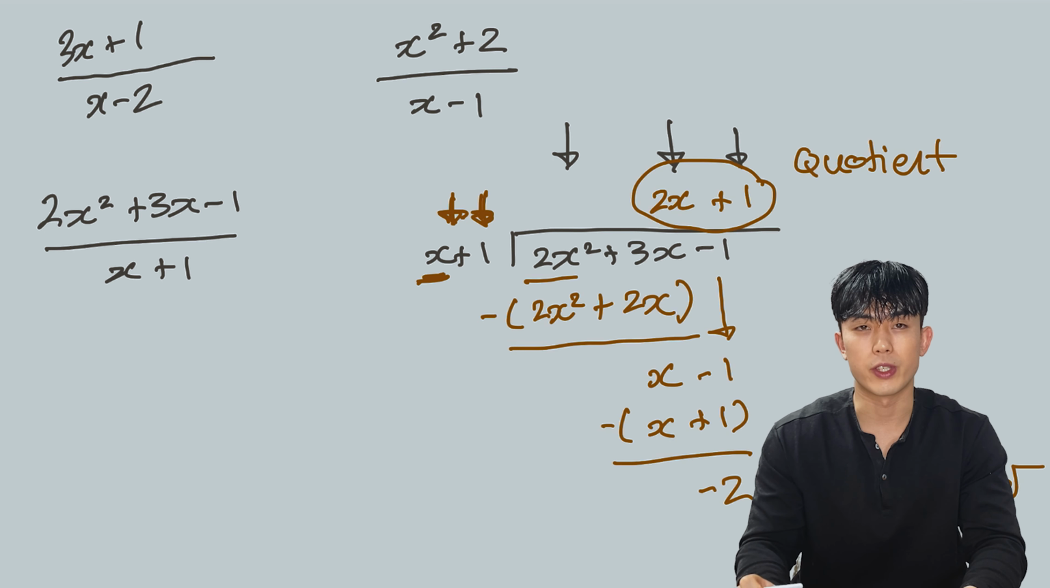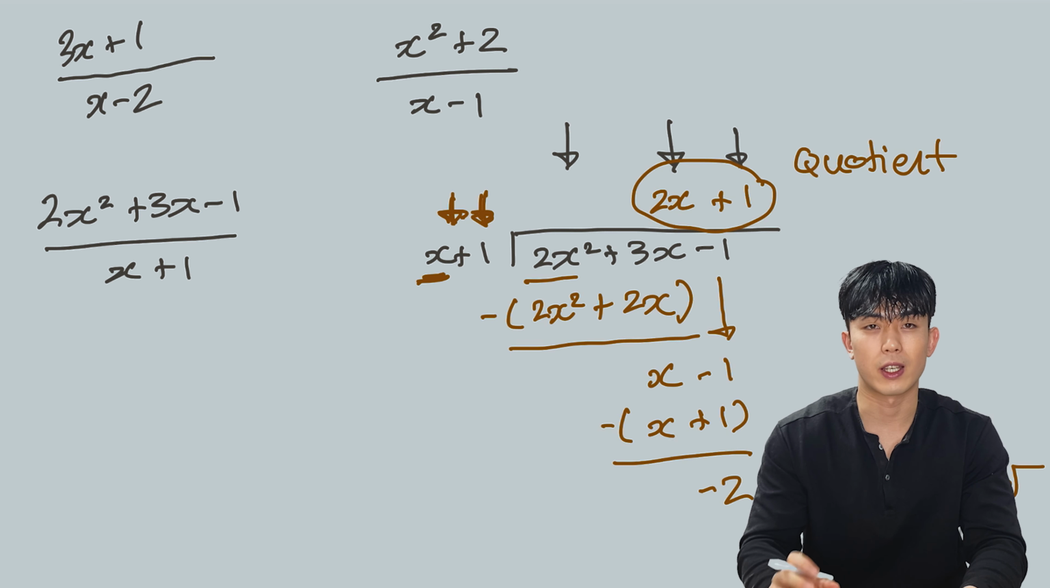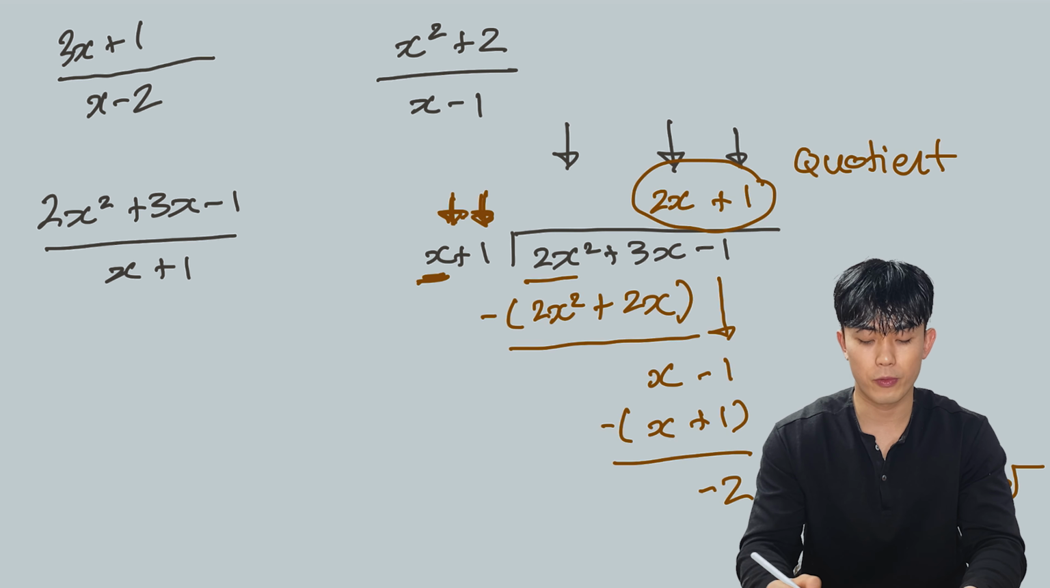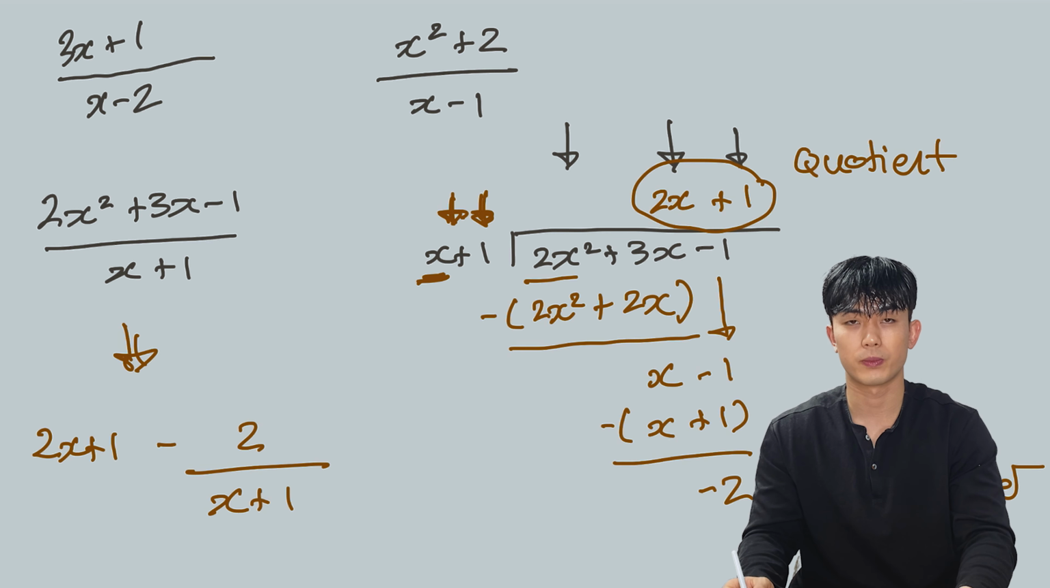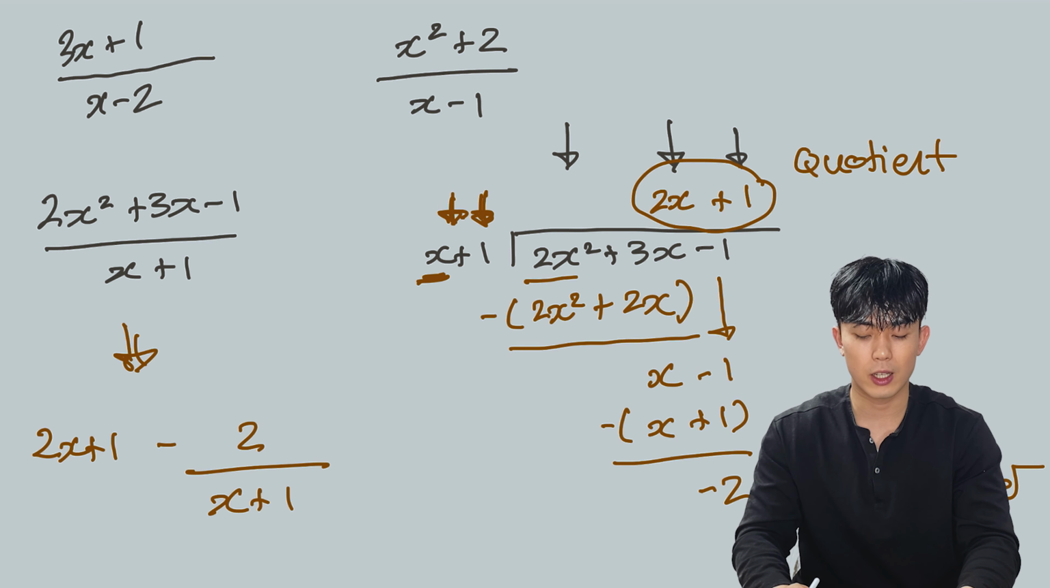If we get a remainder of 0, we know that it's a factor. That's a key point you should remember. So therefore, I can rewrite this initial fraction as the quotient, which was 2x plus 1, minus the remainder over x plus 1, like this. Right, let's take a look at a more difficult question.